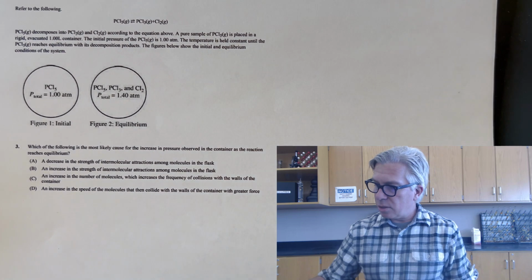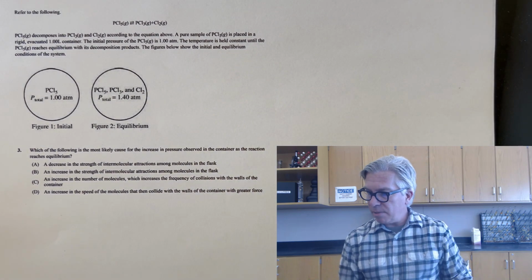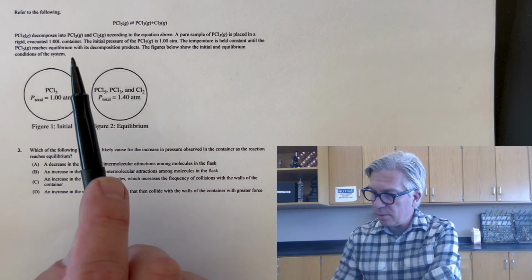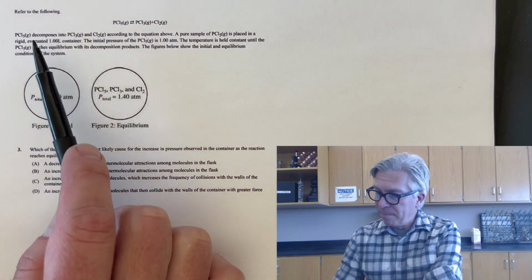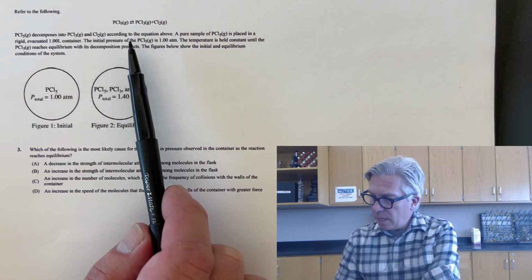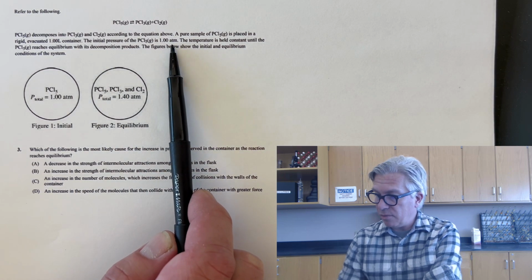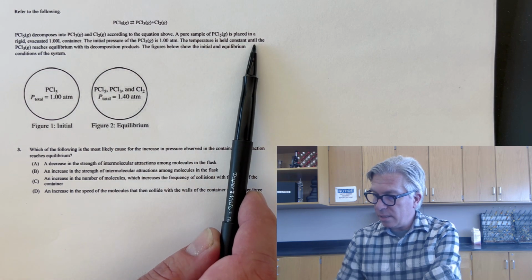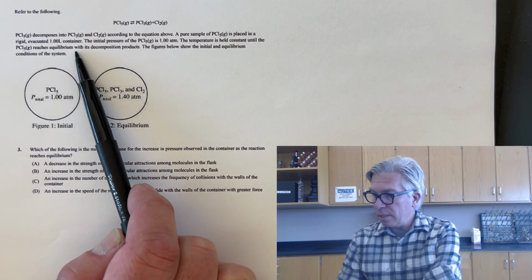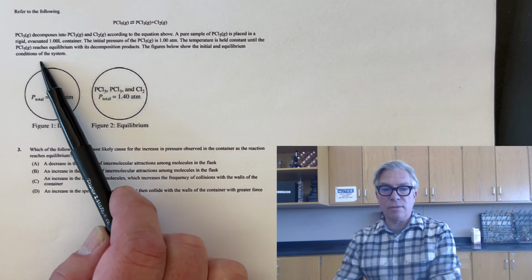All right. Here's another longer one. We'll try to keep it short. PCl5 decomposes into PCl3 and Cl2. Forgive me. And there's the reaction. It's a decomposition reaction. And there's a bunch of information here. The initial pressure of the PCl5 is 1 atmosphere. The temperature is held constant until it reaches equilibrium with its decomposition products. The figures below show the initial and equilibrium conditions of the system.